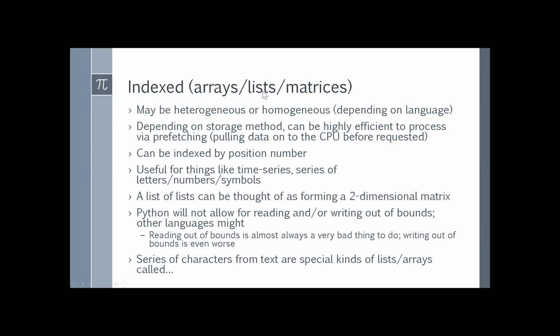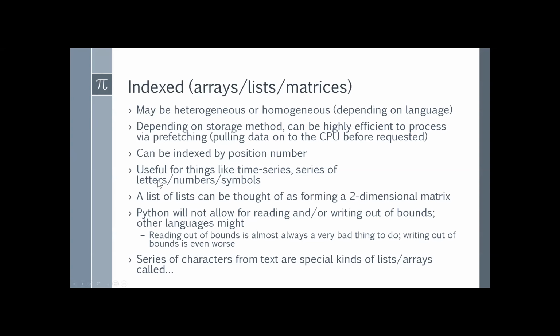If you take a two-dimensional list or a two-dimensional array, you get a matrix, and that's how you deal with different dimensional matrices. Depending on the storage method, these can be very efficient to process through a process called prefetching, and I'll go into that a little bit later. But depending on how these are stored, you can actually access them from memory with super high efficiency. These are always going to be indexed. So the way you get a specific value out is you say, I want value 0, I want value 1, I want value 2, and so on. These are all indexed to 0, which means the first value is going to be index 0.